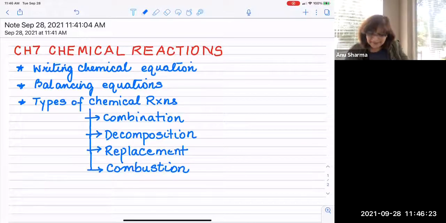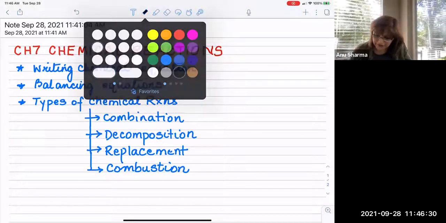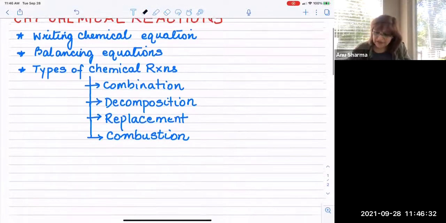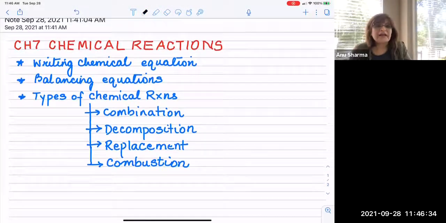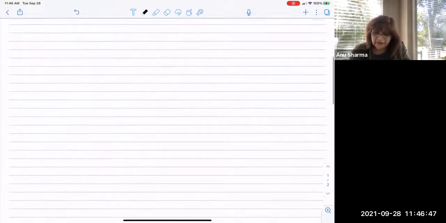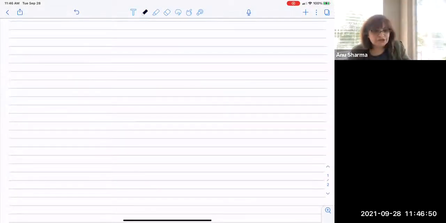Hi guys. Okay, so let's look at chapter 7, chemical reactions. First of all, we will look at writing chemical equations, or writing the chemical reaction. This is actually the language of chemistry. You will look at balancing the equations and the types of chemical reactions. In this lecture, we will only talk about combination, decomposition, replacement, and combustion. There are others also, which are the redox reaction, and the exothermic and endothermic reactions, which I'm going to do in the next video.